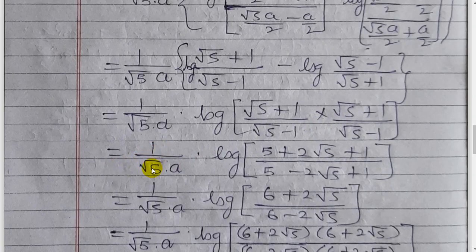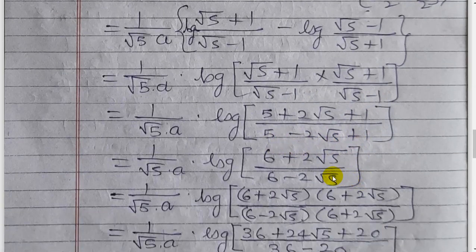So I equals 1 upon root 5a into log of, we multiply these two brackets, we get root 5 plus 1 whole square, that is 5 plus 2 root 5 plus 1. And here root 5 minus 1 whole square in the denominator, so using the a minus b whole square formula, which is a square minus 2ab plus b square, so 5 minus 2 root 5 plus 1. Now in its simplest form, I equals 1 upon root 5a into log of here 5 plus 1, that is 6, plus 2 root 5 as it is, upon 5 plus 1, 6 minus 2 root 5 as it is.